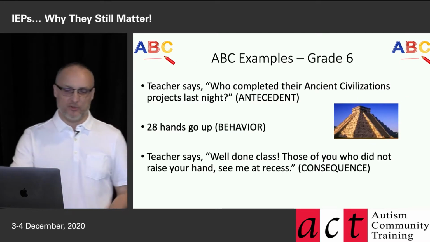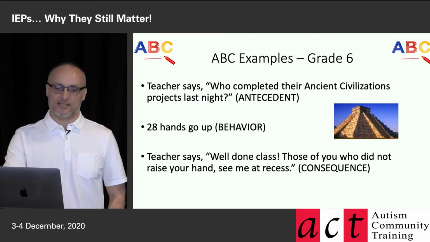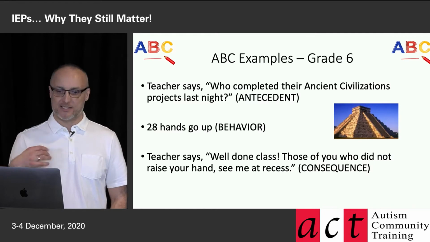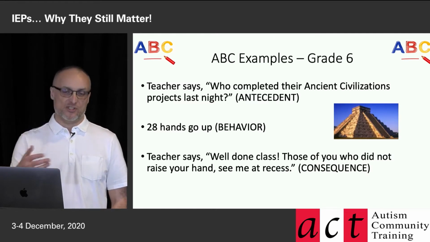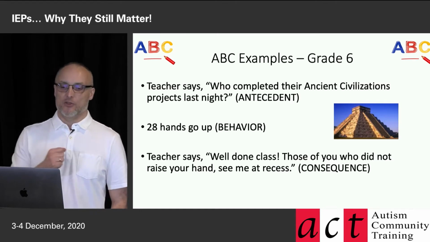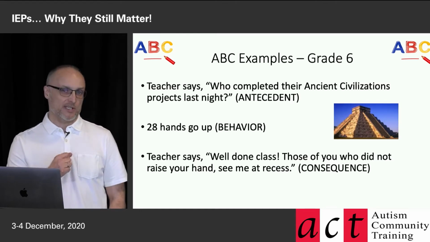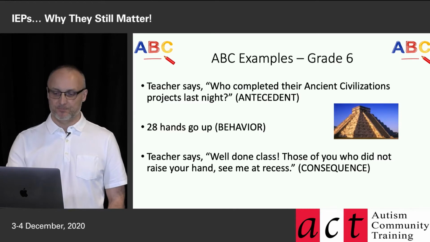This is a grade 6 example that resonates from my daughter's grade 6 here. The teacher says, who completed their ancient civilizations projects last night? That's an antecedent delivered to the whole class, and 28 hands go up, and the teacher says, well done, class, right? There's some reinforcement for the kids who did it. Those of you who didn't raise your hands, see me at recess. There's some differentiated consequences there.